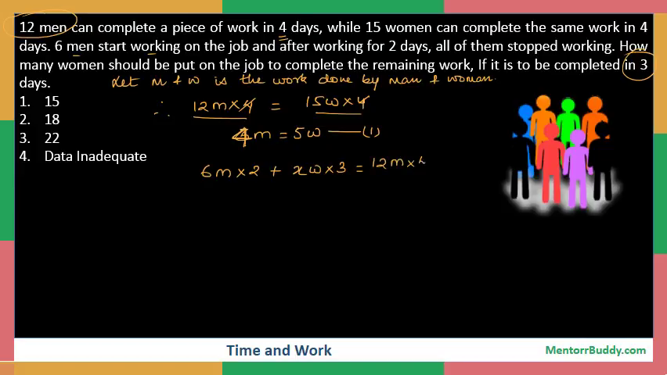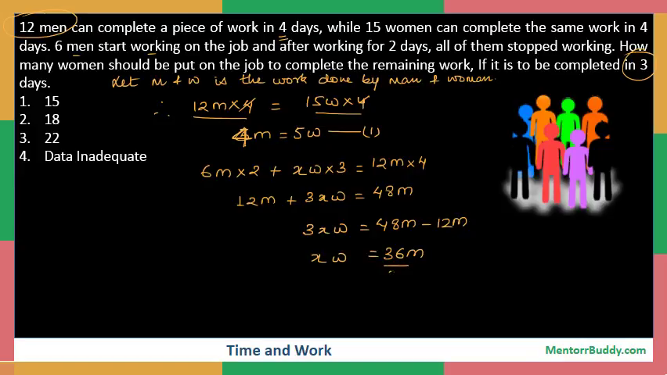If I say 12M multiplied by 4, then what happens if I solve this equation, I'll be getting 12M plus 3xW is equal to 48M, which can also be written as 3xW is equal to 48M minus 12M, and this comes out to 36 times of M. So I can say xW is equal to 36M upon 3, which becomes 12 times of M.